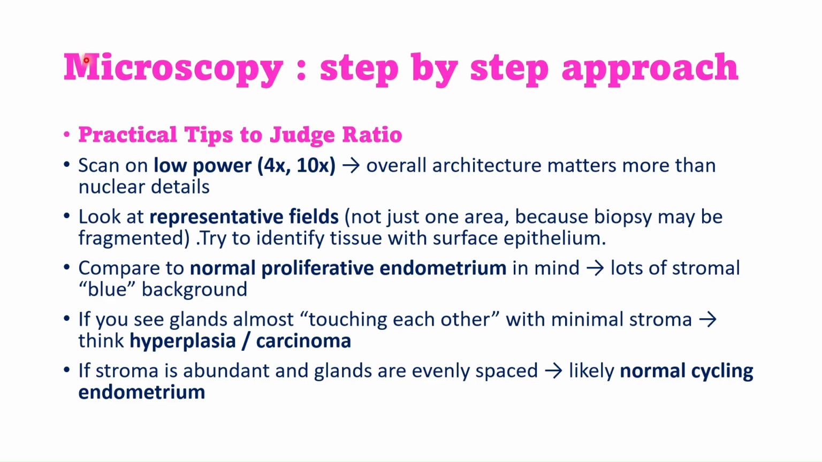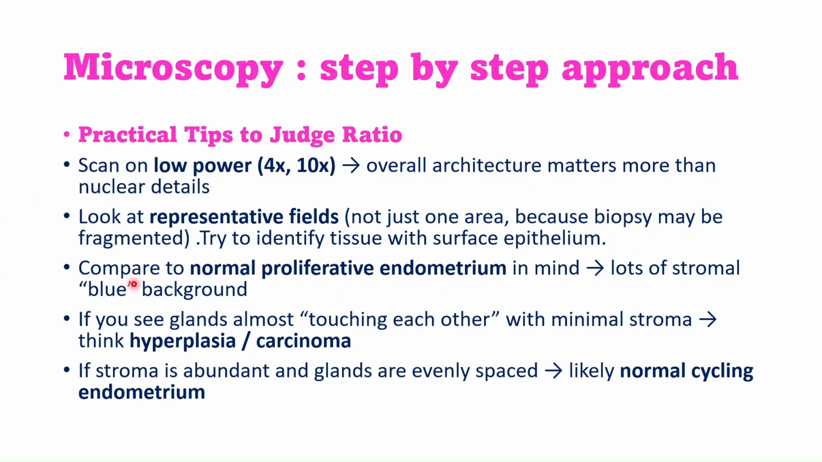Now, this is an important step-by-step approach during microscopy. So, practical tips to judge the ratio of gland to stroma. First of all, scan on low power view, 4x or 10x view. Here you see overall architecture matters more than nuclear details. Now look at representative fields, not just one area, because the biopsy may be fragmented. So try to identify tissue with surface epithelium.